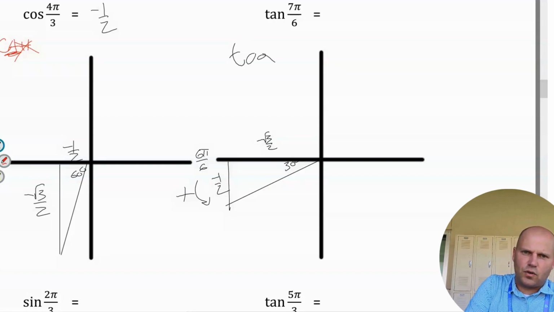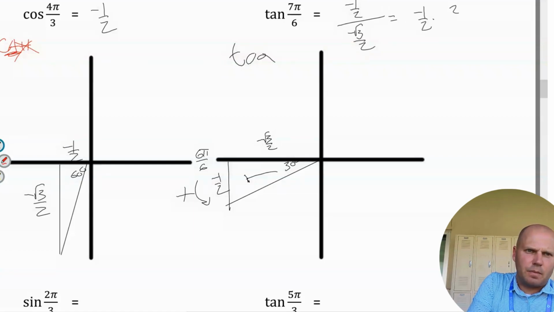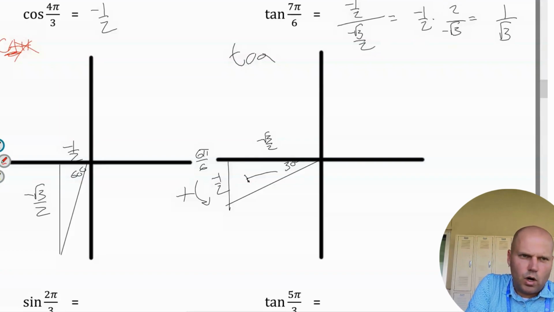Tangent, opposite over adjacent. Opposite will always be the vertical side length. Adjacent will be the horizontal. Opposite over adjacent. Dividing is the same as multiplying by the reciprocal. A negative times a negative is a positive. The 2's cancel. 2 divided by 2 is 1.